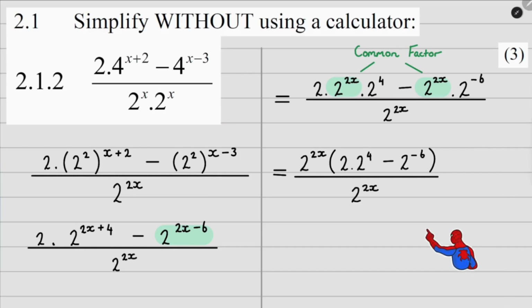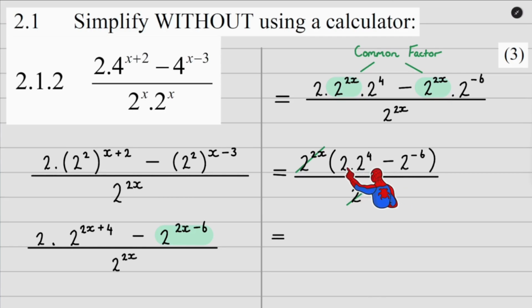And then here comes the satisfying part. You see the 2 to the power of 2x and the 2 to the power of 2x. I can cancel them. Slap, slap. And you can only cancel when it's outside the bracket, when you have one term over one term. And while we're here, let's quickly simplify this. So I'm seeing I'm multiplying like bases, so I'm going to add their exponents.